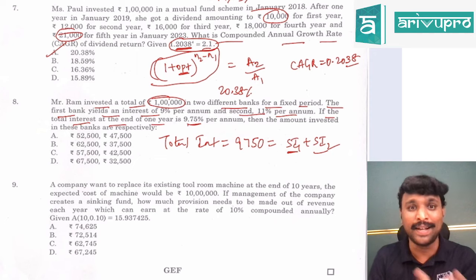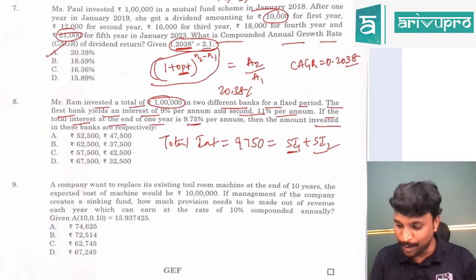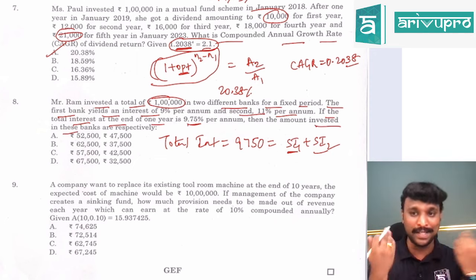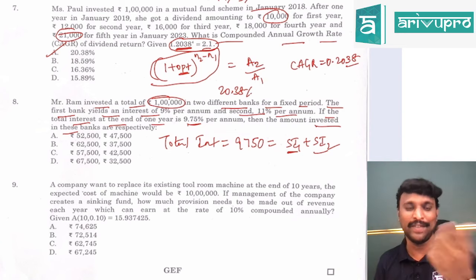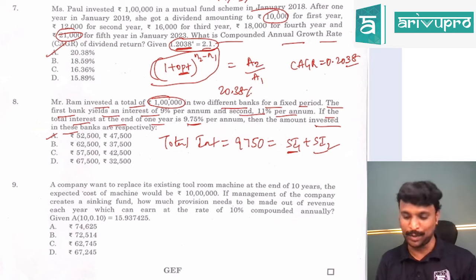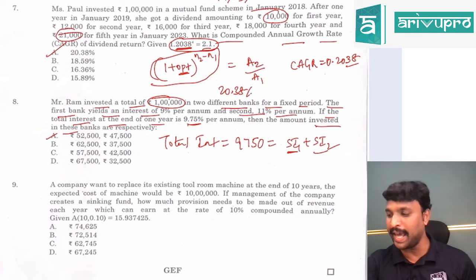Where are the principals, guys? That is what the question has asked: the amount invested in these two banks. That means P1 and P2 you have to find out. Where are P1 and P2, guys? P1 and P2 are clearly in the options. So let's plug in option A, guys.